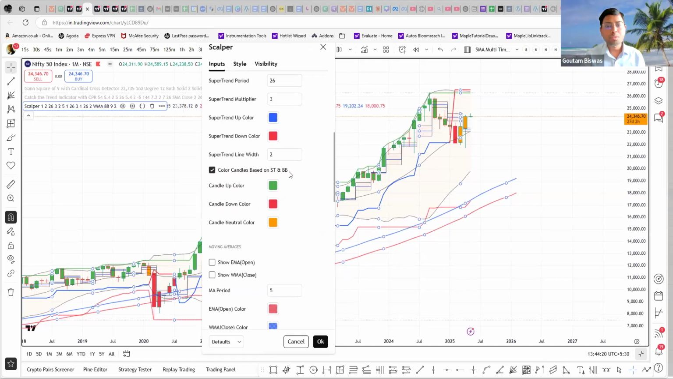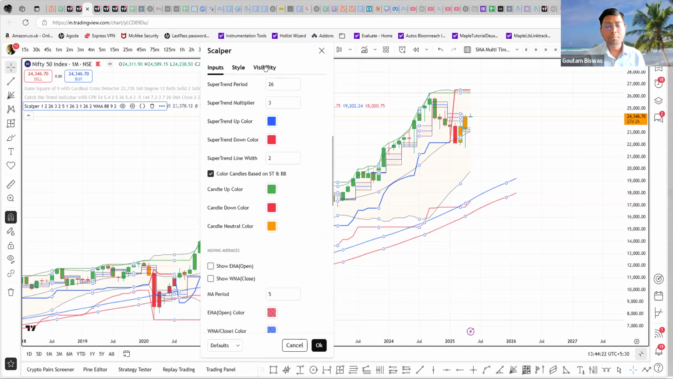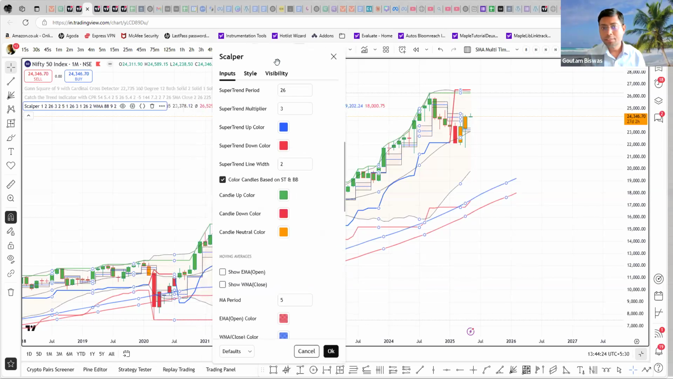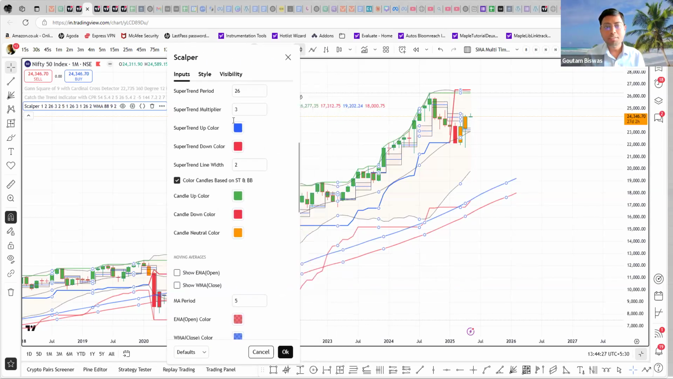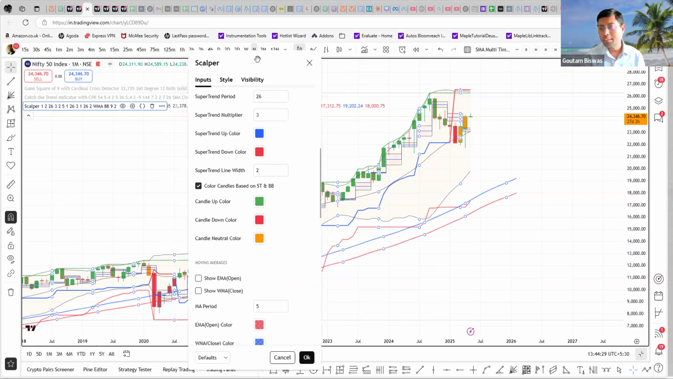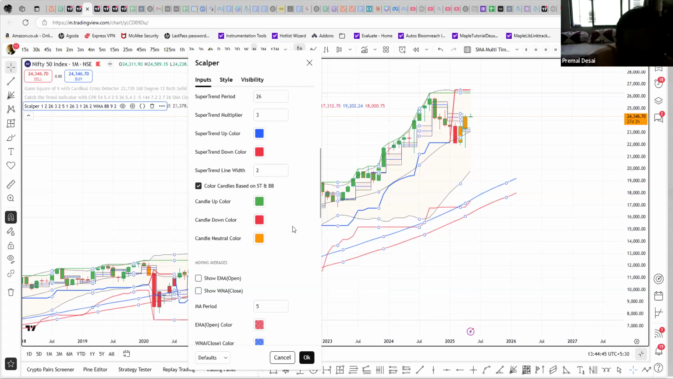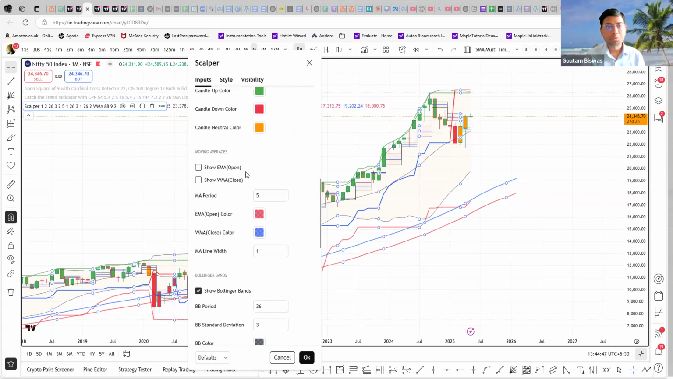Then I use primarily the super trend and Bollinger Band to color the candles. As long as it is above my mid Bollinger Band and above my super trend, it's green, right? If it is below my mid Bollinger Band and below my super trend, it is red. If it is somewhere in between, it is orange, right? So orange is basically a signal that my trend is about to change, but that is not a confirmation about trend change, right? Okay. And I will explain when I explain the setup to you.